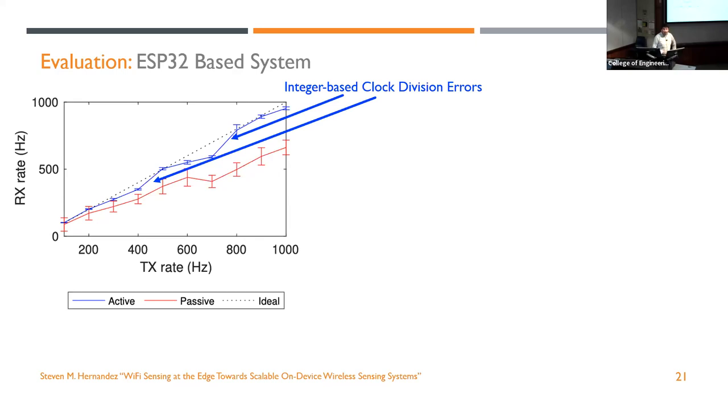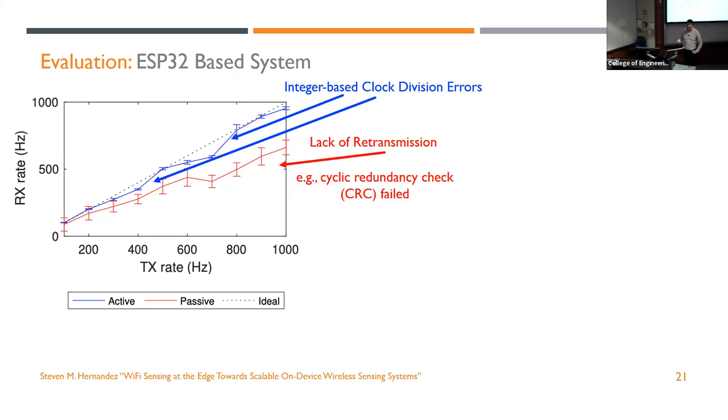More interestingly though, we have the passive case. In this case, only 75% of the transmitted frames are actually captured by the device. We think this is because of lack of retransmission. If it's a passive case, you cannot ask to retransmit if there's any symbol errors. For example, if the cyclic redundancy check fails, that means that whole frame gets ignored. We can't pass it on because we can't believe the information that might be in there. There's too much noise present.